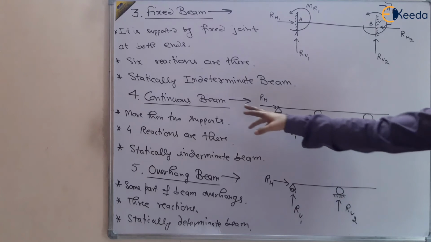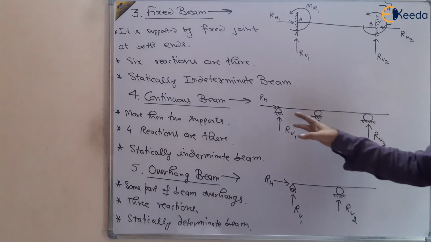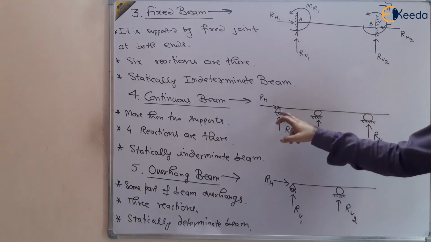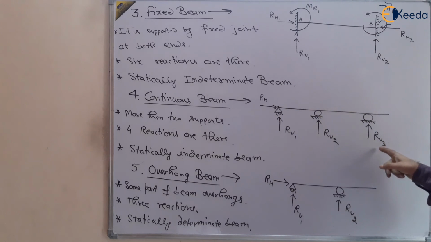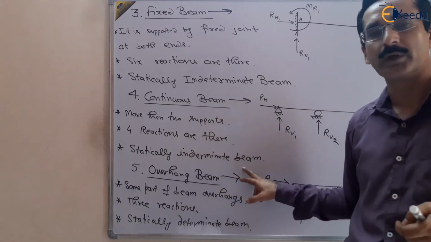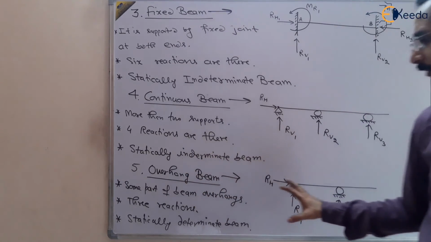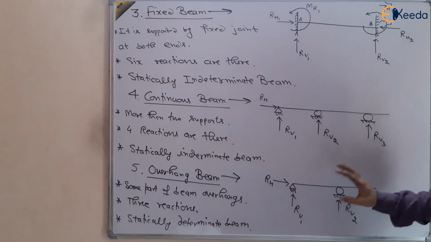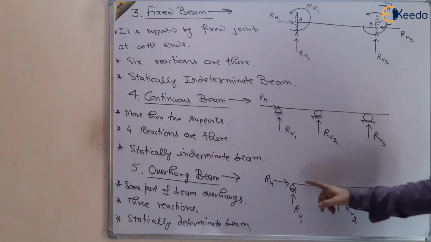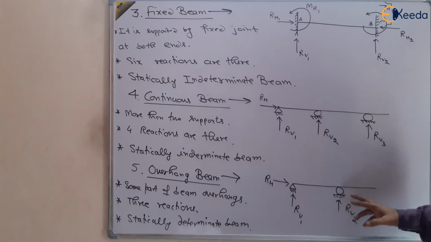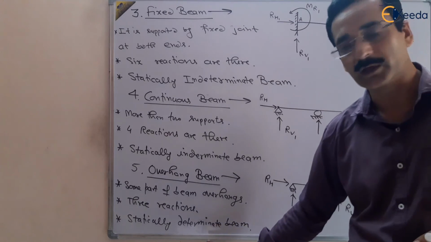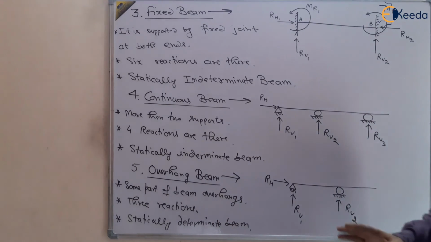And then we have the continuous beam. In a continuous beam we have more than 2 supports like this. We have a hinge support and roller supports, right? So the number of reactions is more than 3, so this is a statically indeterminate beam. And another is the overhang beam. This is similar to a simply supported beam because 2 supports are there, hinge support and roller support, but some part of the beam overhangs. That's why it is called an overhang beam, right? And the number of reactions is 3, so it can be solved very easily. So this is a statically determinate beam. So these are the types of beams.